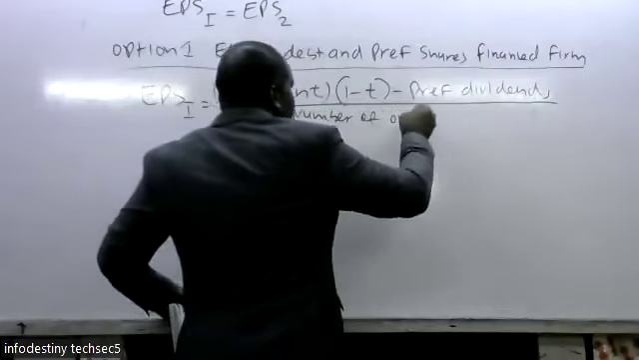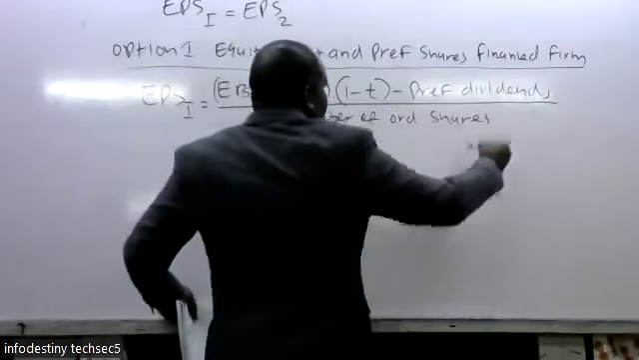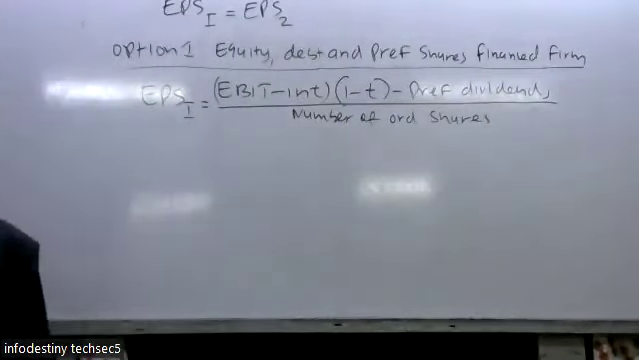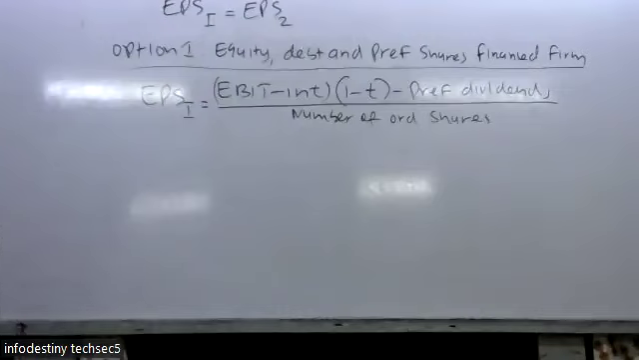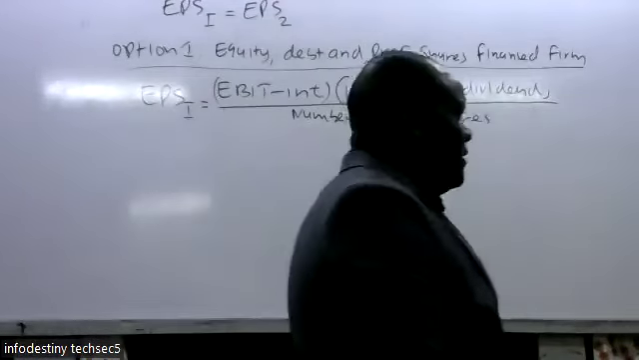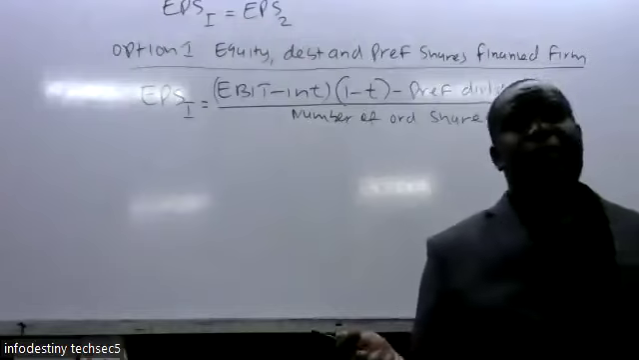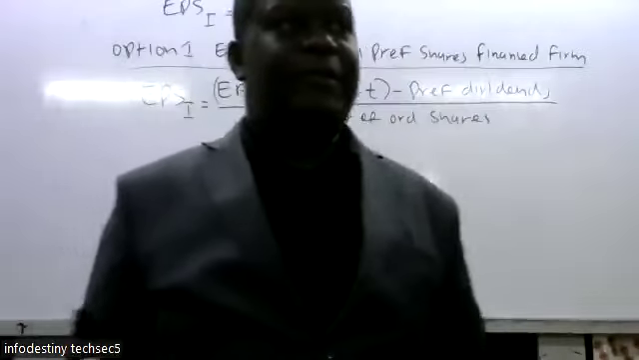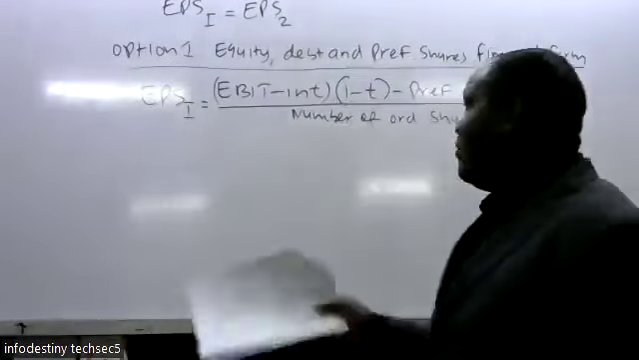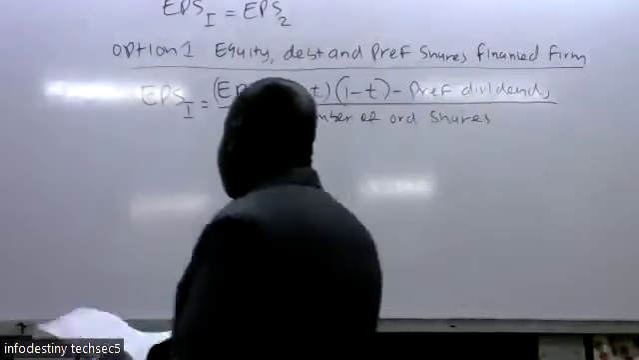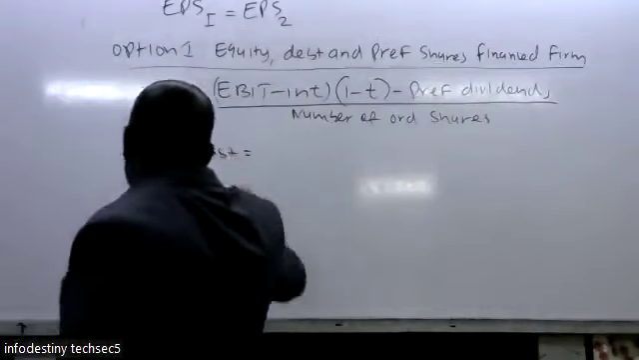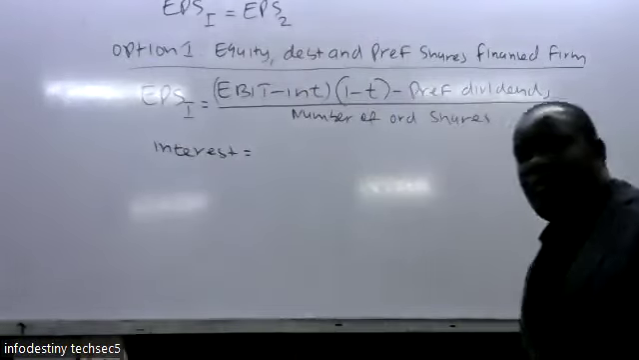We divide by the number of ordinary shares. So we start by calculating interest. Earnings before interest and tax, we don't know it. It is one of the items we should be looking for. So what we shall start with, we get the interest.